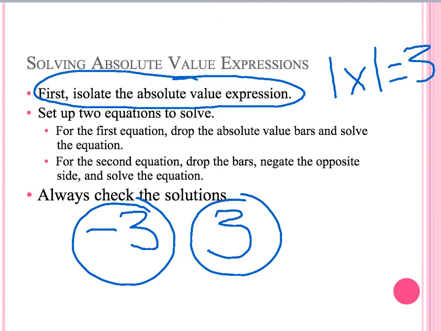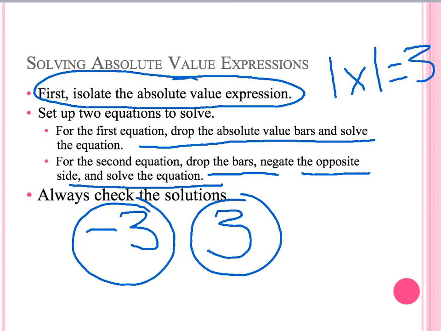In other words, for the first equation, we're going to drop the absolute value bars and solve the equation. For the second equation, we'll drop the absolute value bars and negate the opposite side and solve the equation. Negating the opposite side means turning the number to negative. And once we have done all this, we're going to want to check the solutions to make sure our answer is correct.